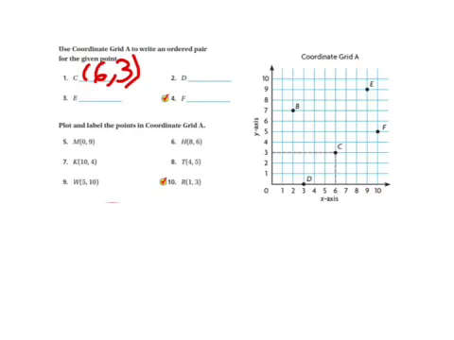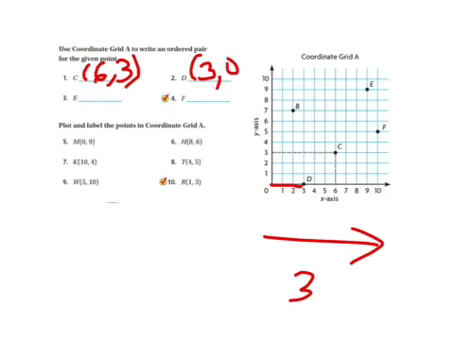So let's do a couple more. D, that's this one right here. The x-coordinate is 3 because we're going along this horizontal axis 3 times. The y-coordinate is actually 0 because we're not going up the y-axis at all. It stays right here where we left it. So the y-coordinate is 0.